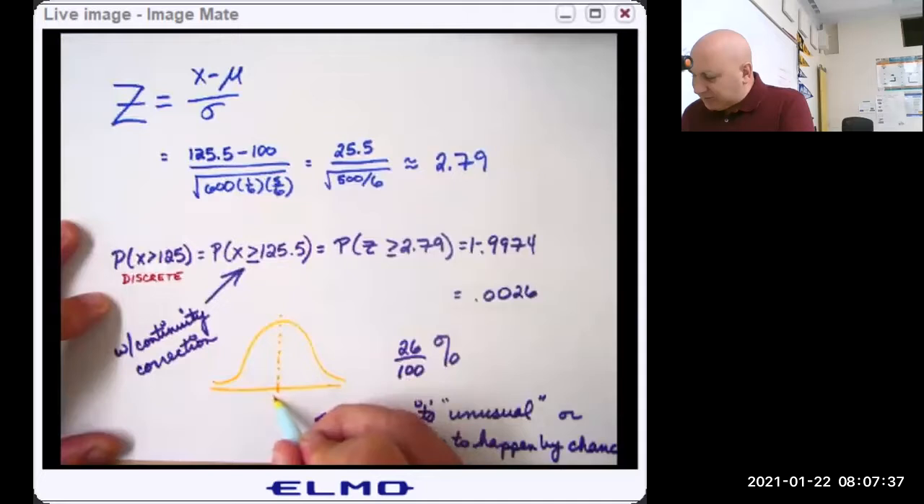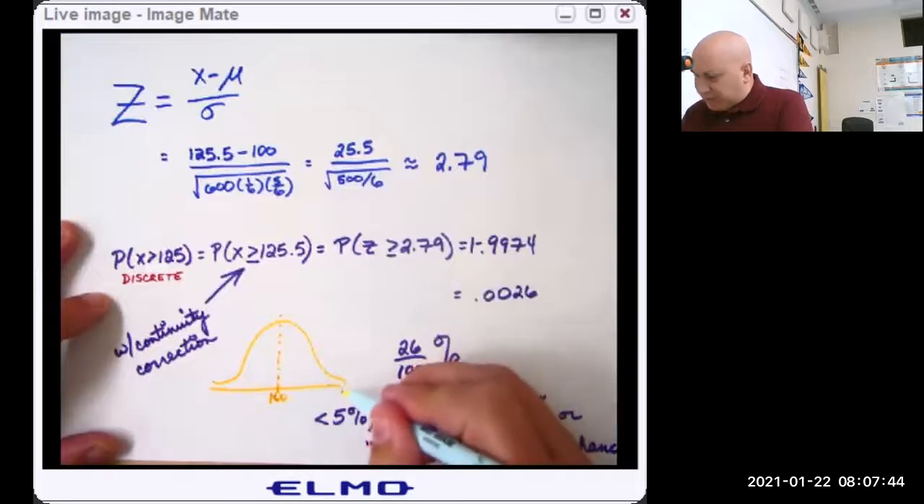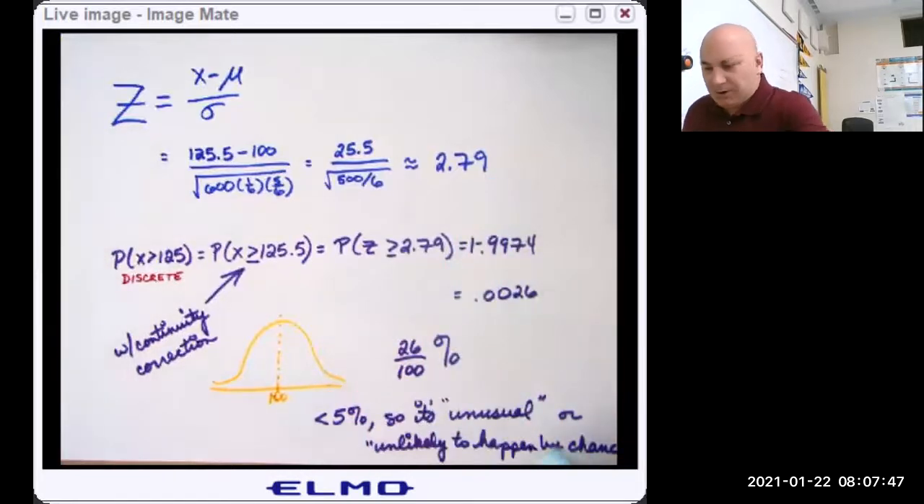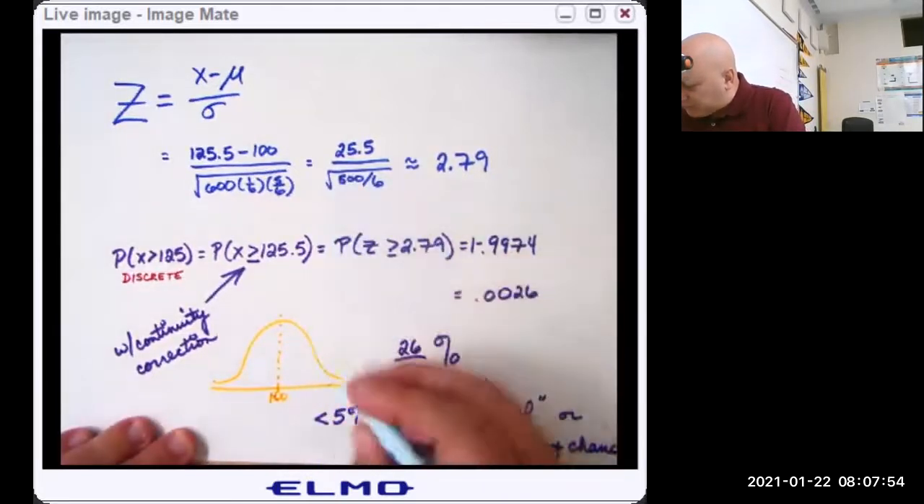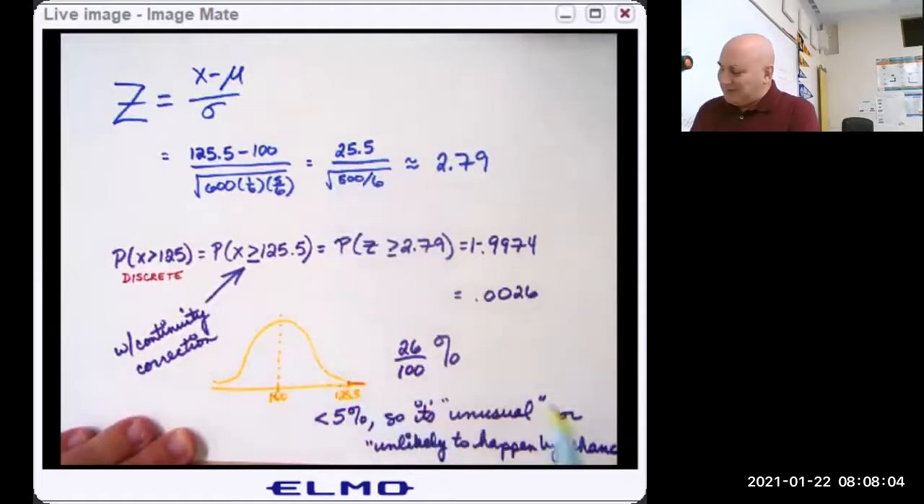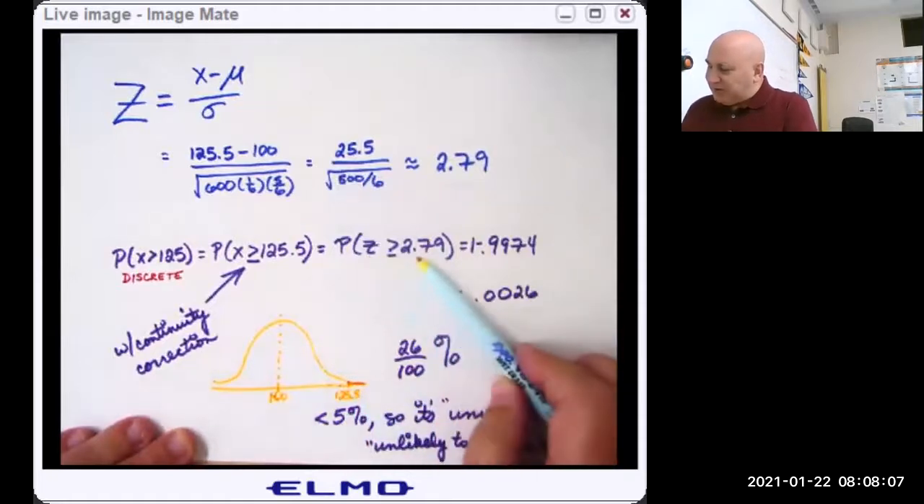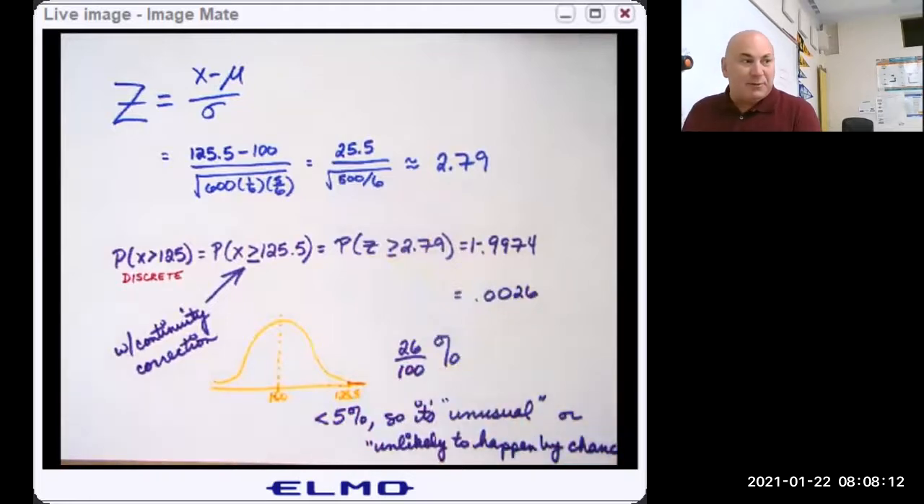So here's X, I'm sorry, this is 100. And on 125.5, what was our, 500 divided by 6, take the square root. All right, well, I know it's going to be 2.79 standard deviations. So it's going to be way out here at 125.5, and I want this area to the right. So the probability that Z is greater than that is 0.0026, or 26 hundredths of 1%.